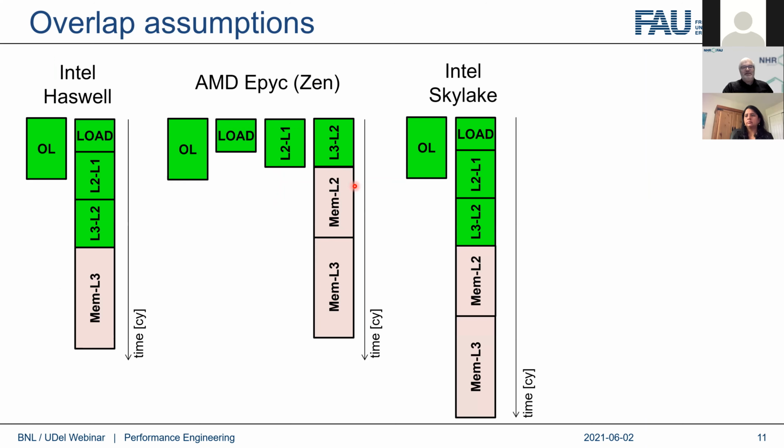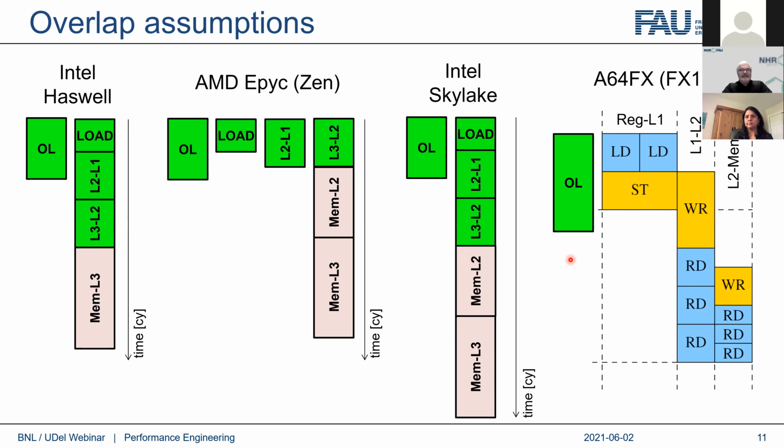Skylake is again completely serializing. Since we have a victim L3 cache, there are even more penalties. So that's why over a time span of 10 years, we haven't seen a significant improvement in single core bandwidth on Intel processors. And the reason is this serializing cache hierarchy. For A64FX, it is more complicated, and you can look it up in the paper. We have a partially overlapping L1 and a fully overlapping L2. This is for the FX1000, where we can use large pages. For an FX700, it's a little bit different. And if you want, we can discuss this later.